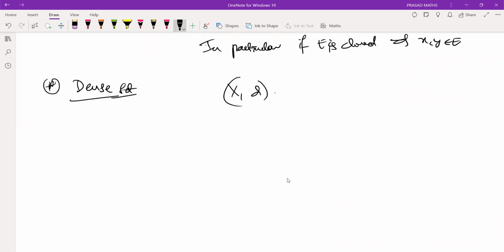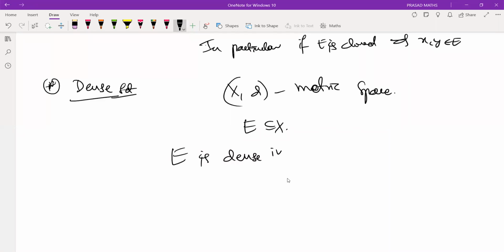X is a metric space, E is a subset of X. E is dense in X if and only if E closure is equal to X. E closure is always a subset of X, because E closure is the smallest closed superset of E. It's enough to show that X is a subset of E closure. That means you need to show that x belongs to E closure for every x belonging to X.